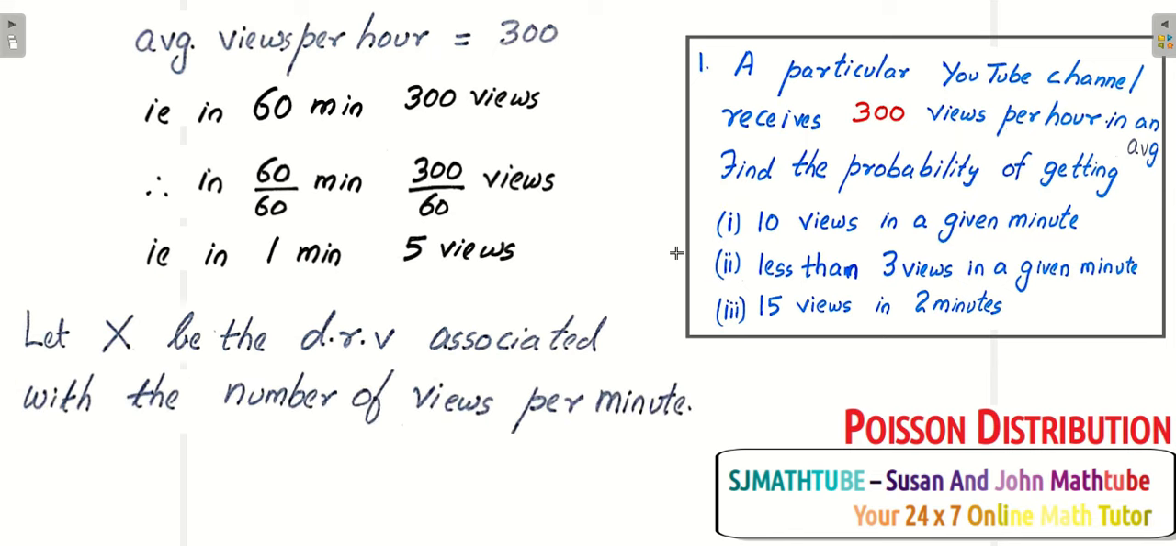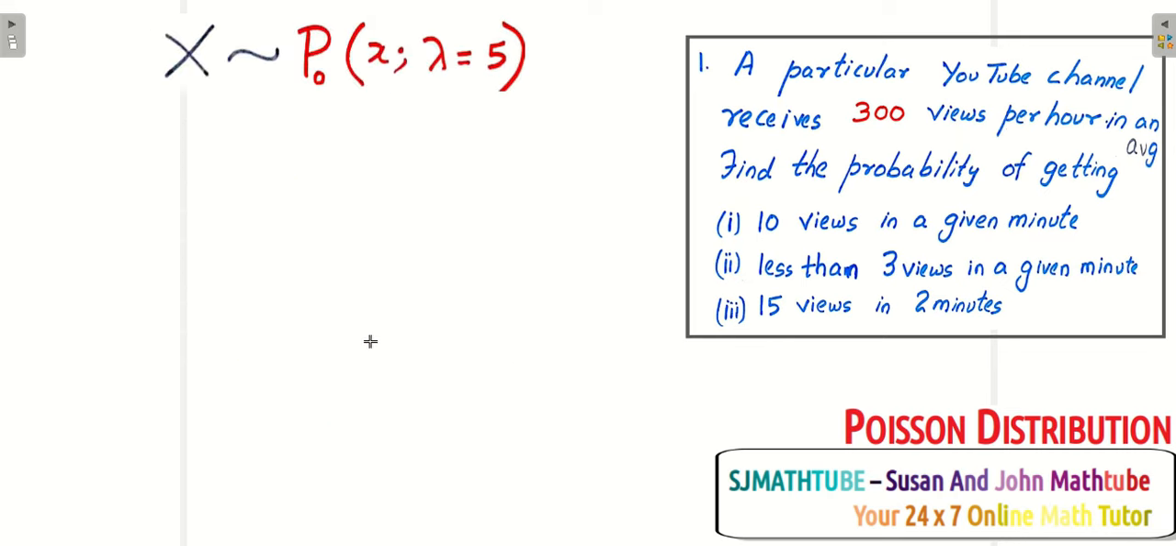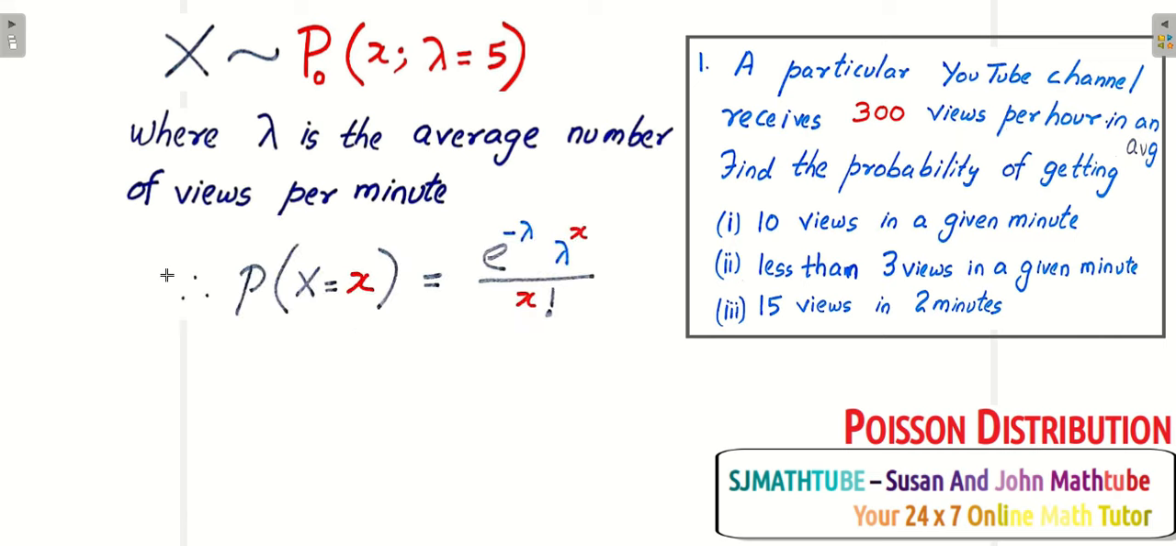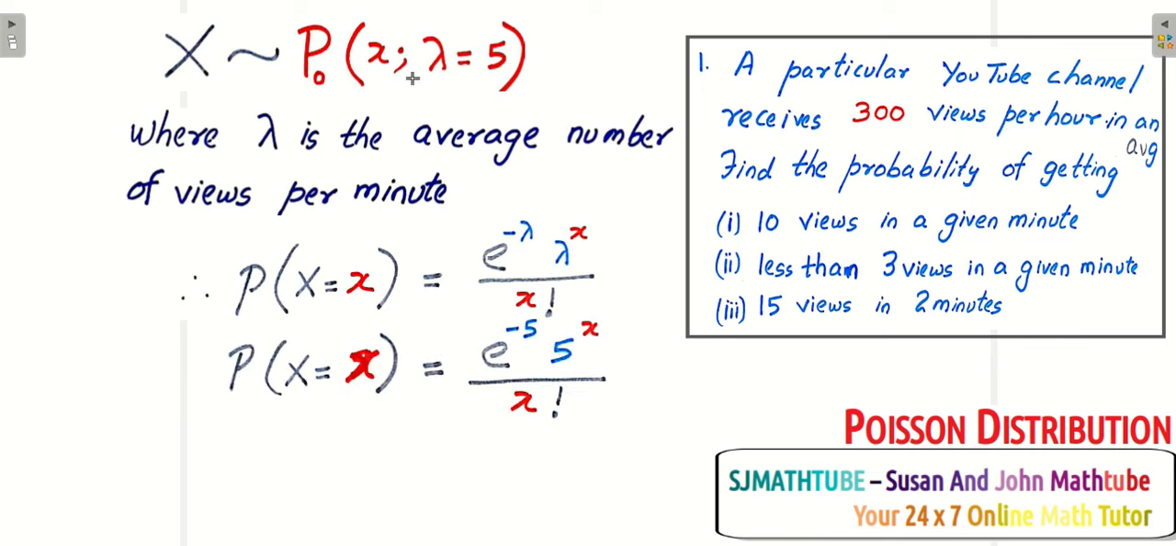So let's define the random variable as the number of views per minute, and clearly capital X follows Poisson distribution, and I hope you remember this character from the last video. X is the number of successes, the required number of successes, and lambda equals 5. Okay, so this is the formula. Now that's it. Just plug in the lambda value and we have the probability distribution function for X number of successes.